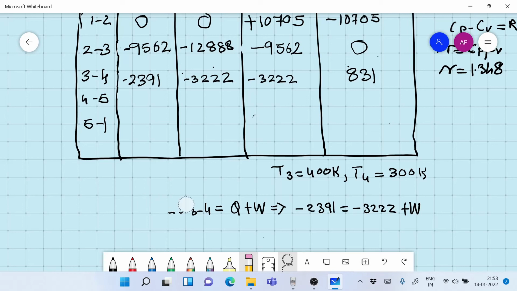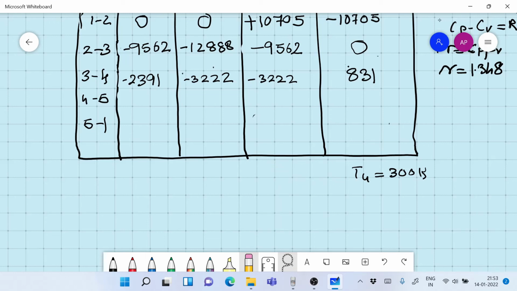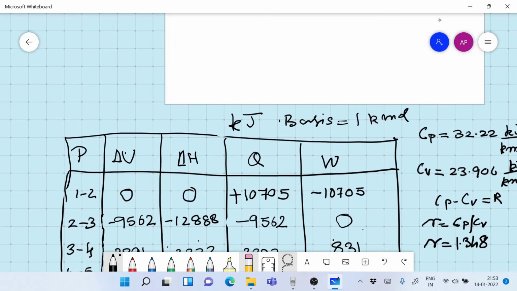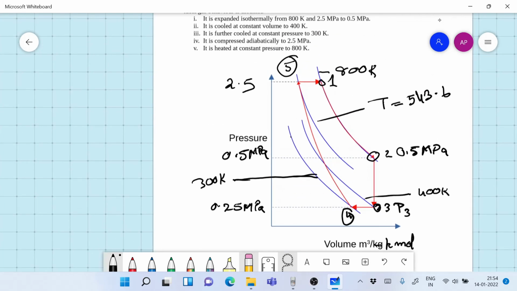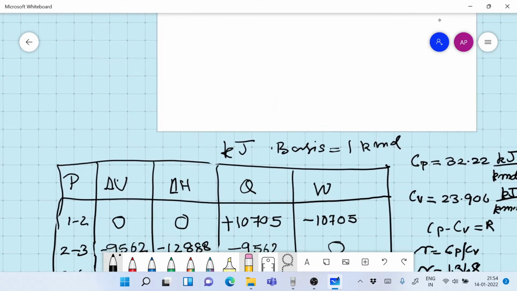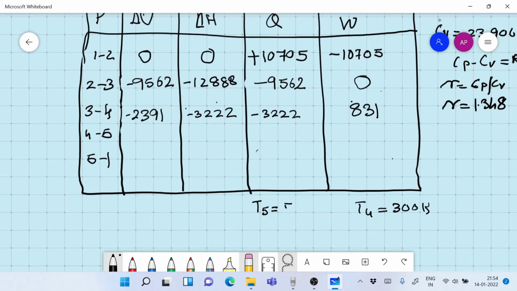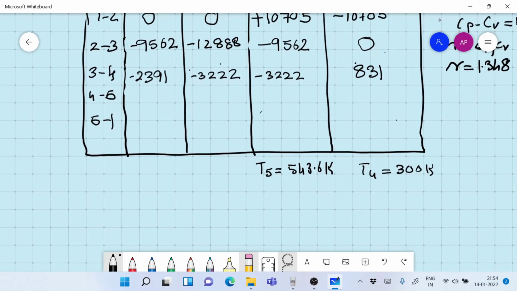Now we have T4 as 300 Kelvin and we have T5 as, let's make a note of it, 543.6 kelvins. And this is an adiabatic process, so Q will be equal to 0.